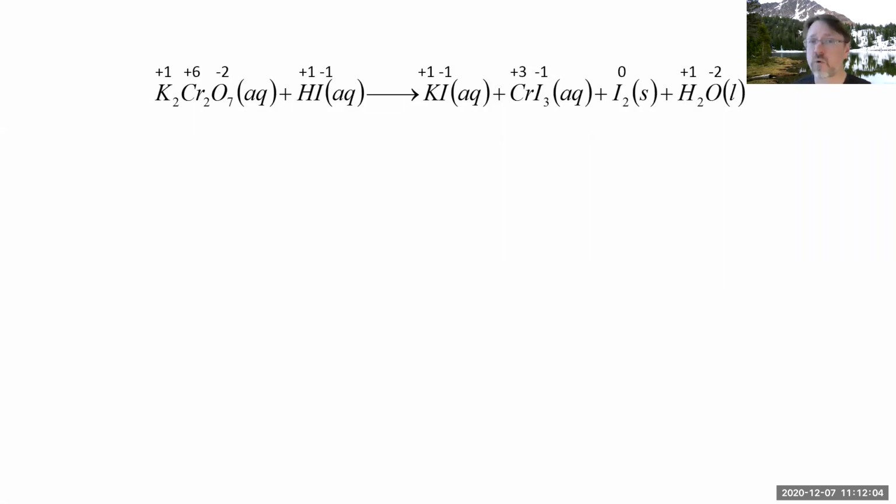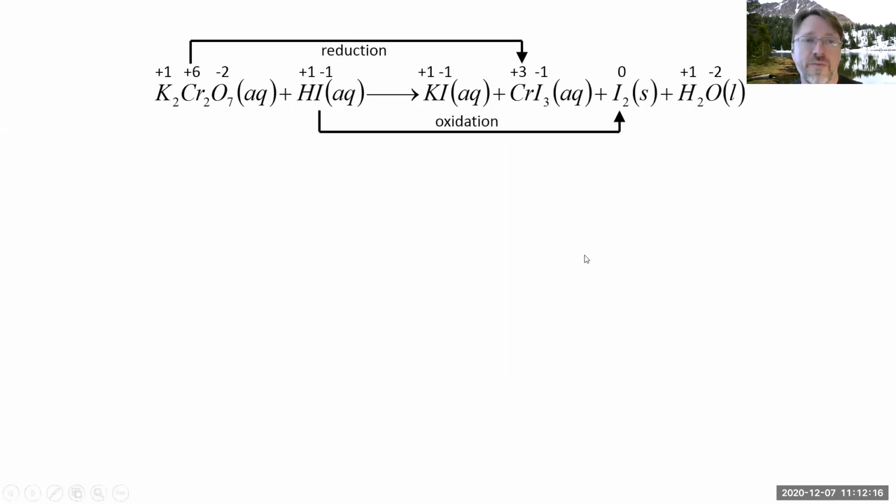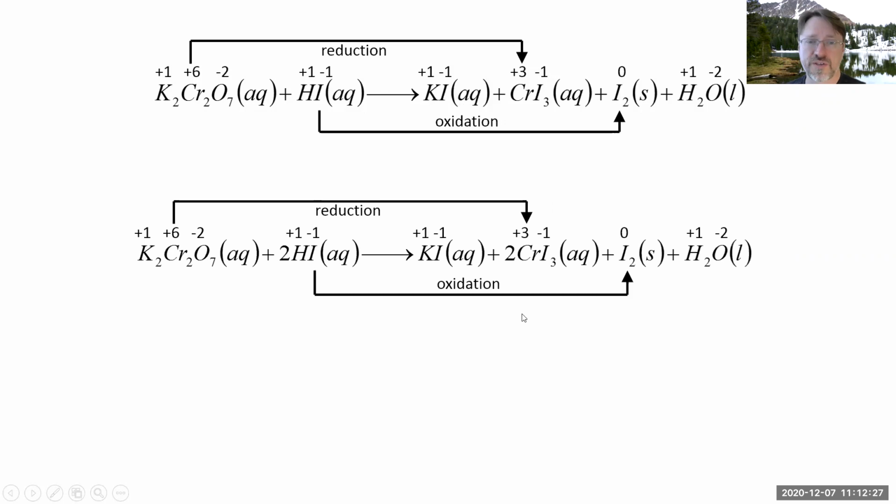We now identify what is oxidized and what's reduced, who's changing oxidation state. Hope you can see that the chromium is changing from a +6 to a +3. Let's work our way through this. And the iodine is changing from a -1 to a 0. But notice that some of the iodine is not changing state. Now let's walk through this.